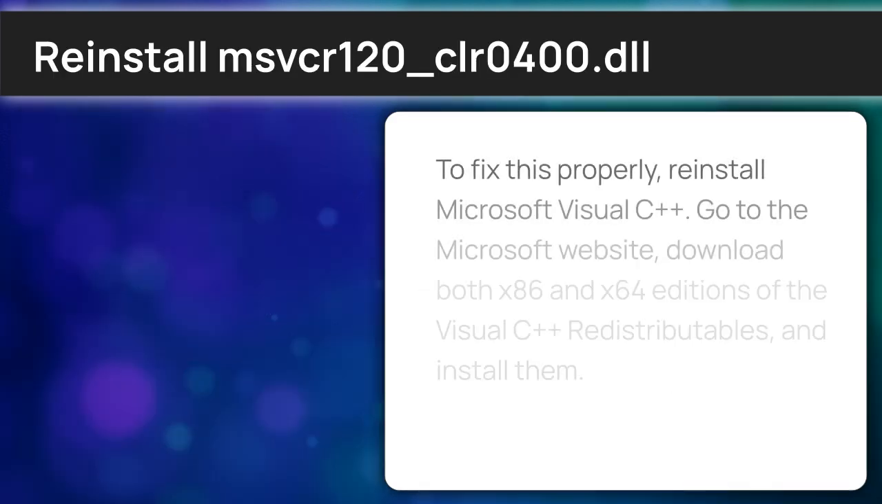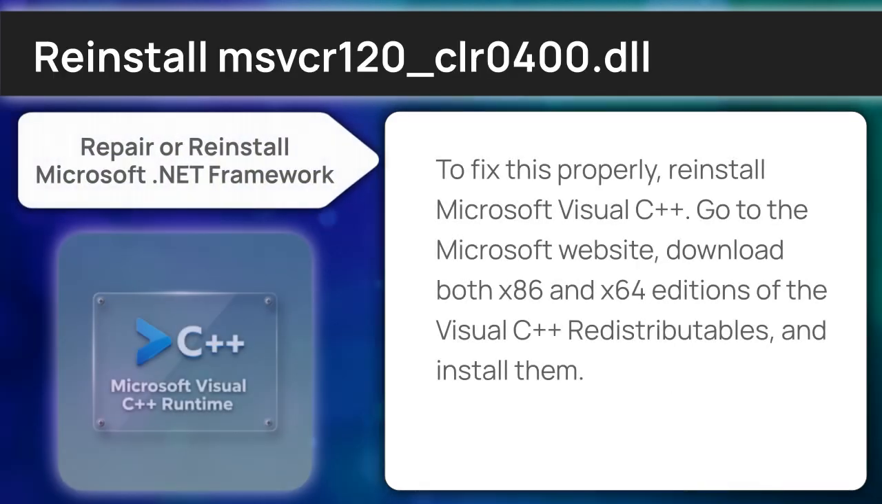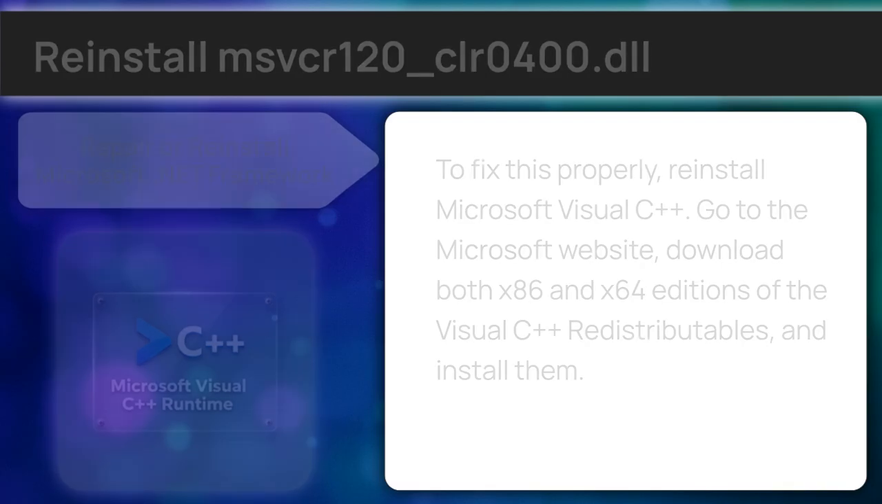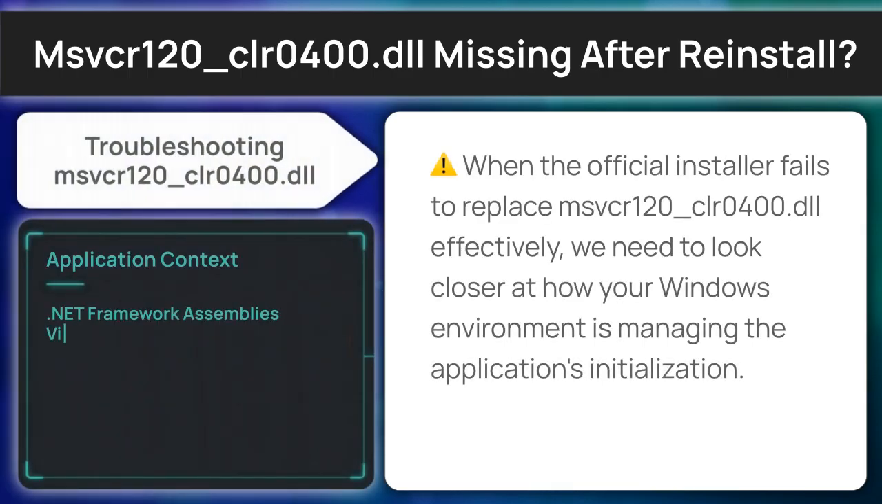To restore the library correctly, you should perform a manual refresh of Microsoft Visual C++. Visit the Microsoft Download Center, secure the x86 and x64 versions of the latest Visual C++ redistributables, and run both installers. If you're still seeing the missing file notification, we should attempt to force a synchronization between the software and the OS.